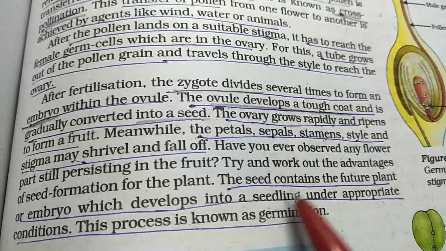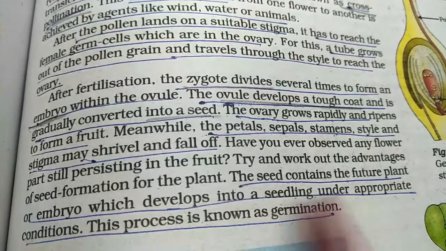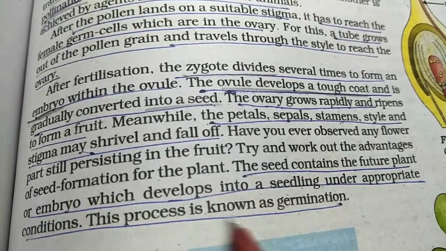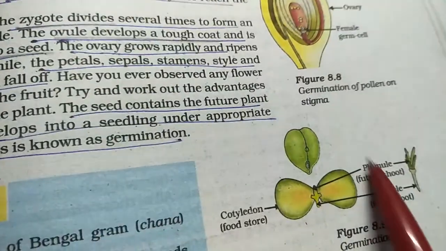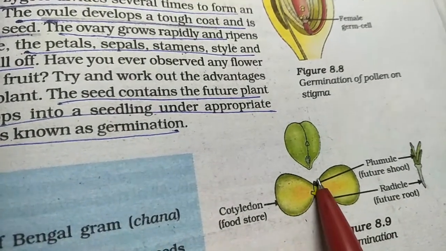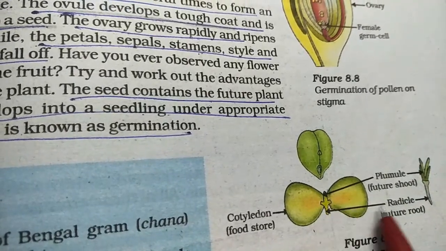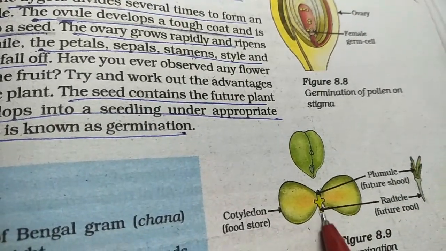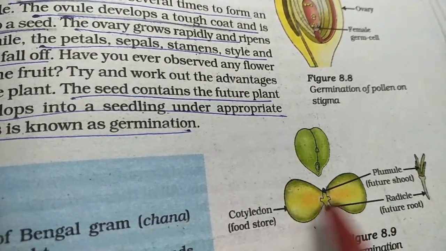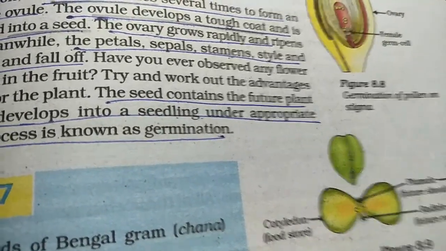Now the seed contains the future plant or the embryo, which develops into the seedling under appropriate conditions. This process is called germination. So the seed, once it germinates, has two parts. The upper part is called the plumule, which is the future shoot. The lower part is called the radicle, which grows into the root. And these are the parts of the seed, known as cotyledons, which store the food. Thank you.